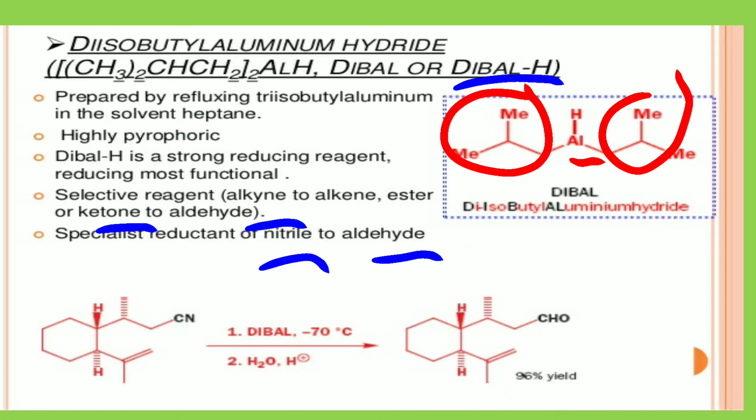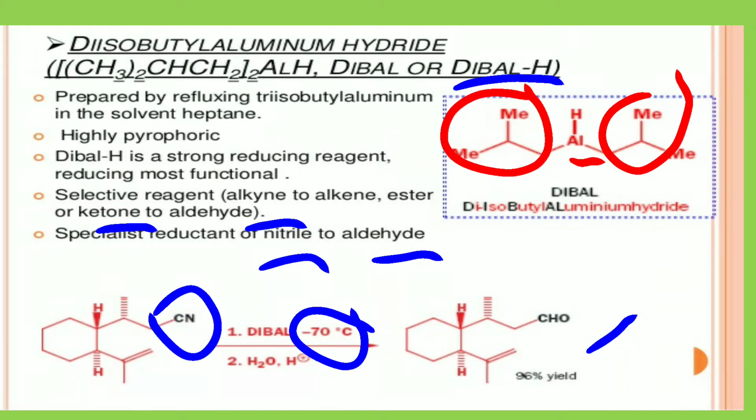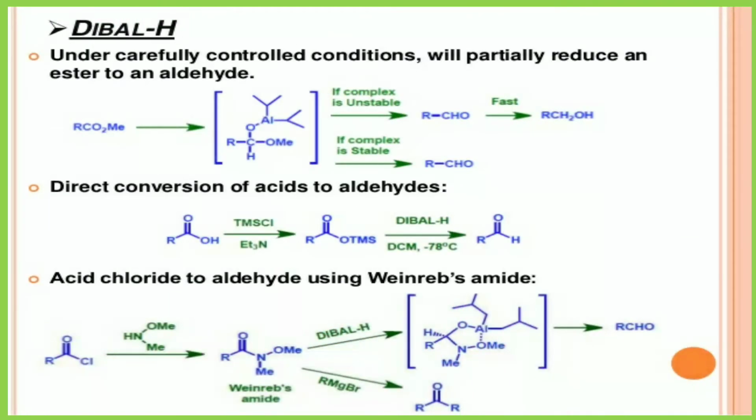You can see this reaction here. This nitrile compound, that is CN, in presence of DIBAL at minus 70 degrees Celsius temperature, gets converted to the CHO. Okay, here this is the structure of DIBAL, that is diisobutyl aluminium hydride. Here let me learn some reactions related to DIBAL-H.